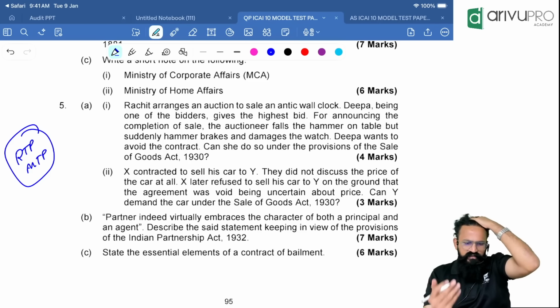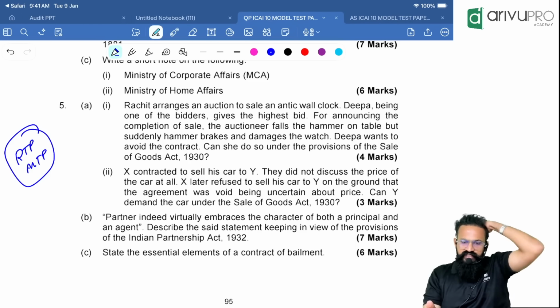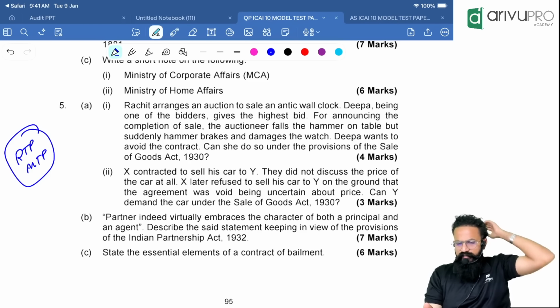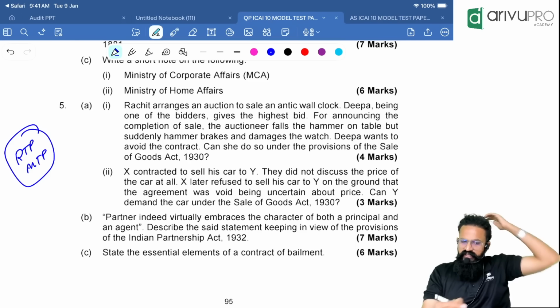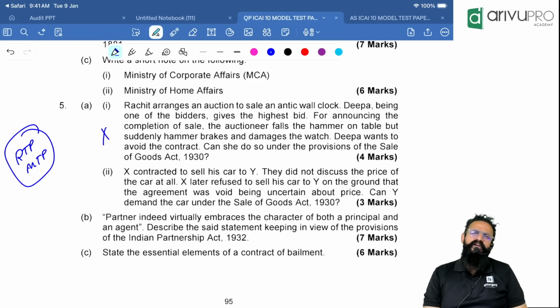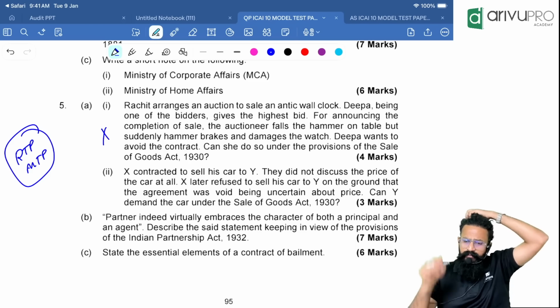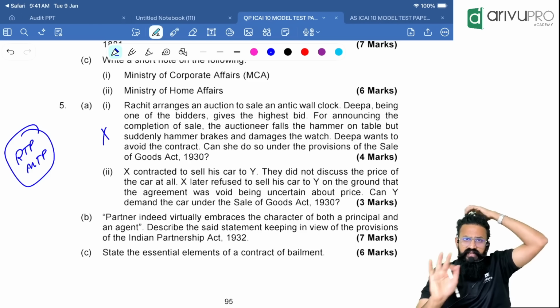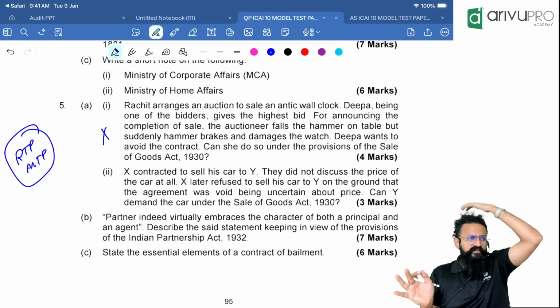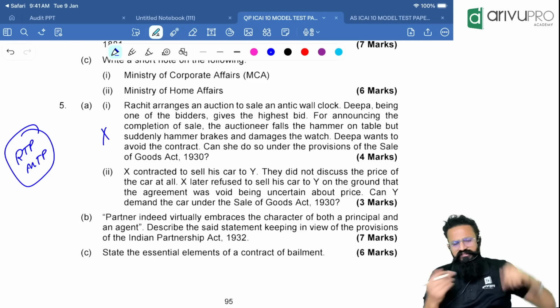Okay. Next one. Rachit arranges an auction to sell an antique wall clock. Deepa, being one of the bidders, gives the highest bid. For announcing the completion of sale, the auctioneer falls the hammer on the table, but suddenly the hammer breaks and damages the watch. Sale is not complete, people. In an auction sale, when is the sale complete? The hammer should have hit the table thrice. Before that, if it has broken, then yes, the sale is not yet complete.